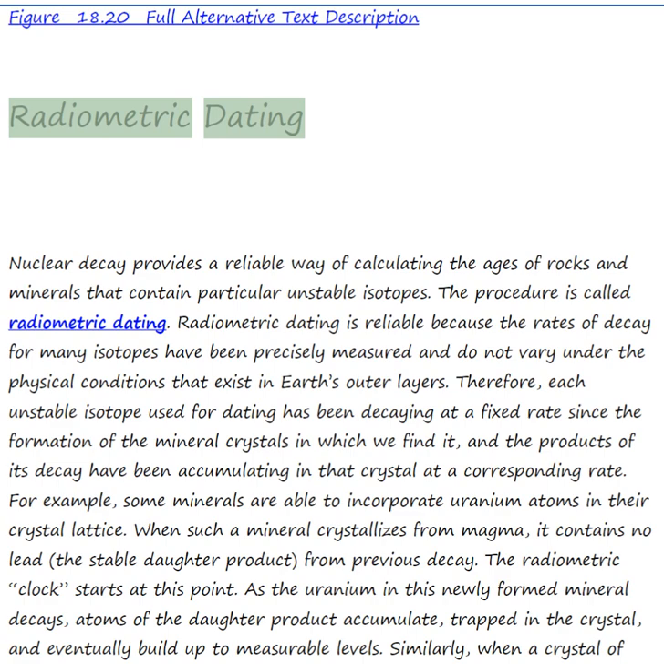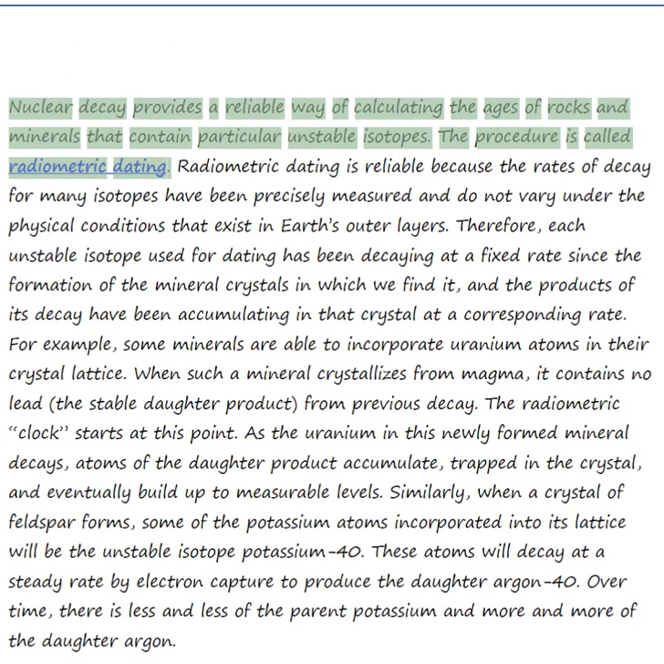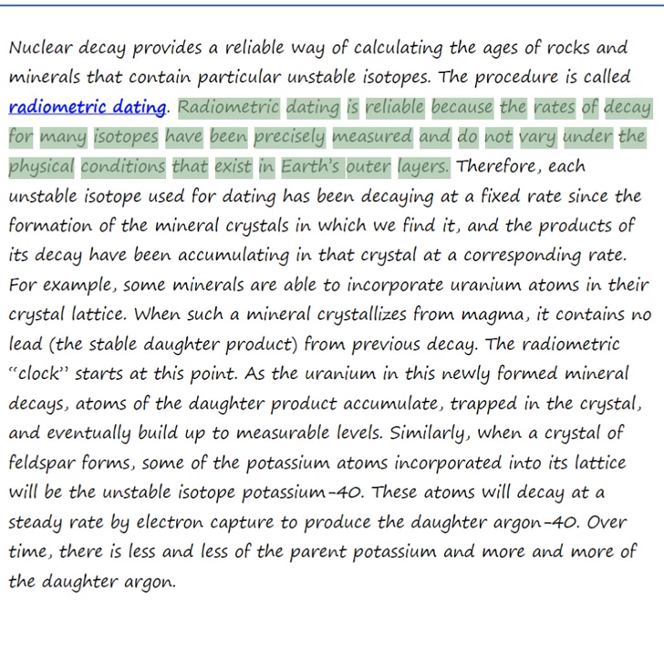Radiometric dating. Nuclear decay provides a reliable way of calculating the ages of rocks and minerals that contain particular unstable isotopes. The procedure is called radiometric dating. Radiometric dating is reliable because the rates of decay for many isotopes have been precisely measured and do not vary under the physical conditions that exist in Earth's outer layers.